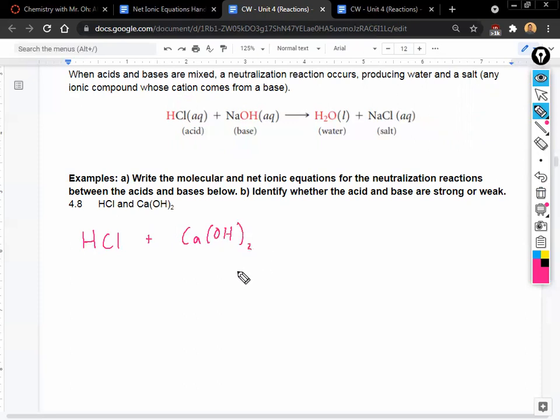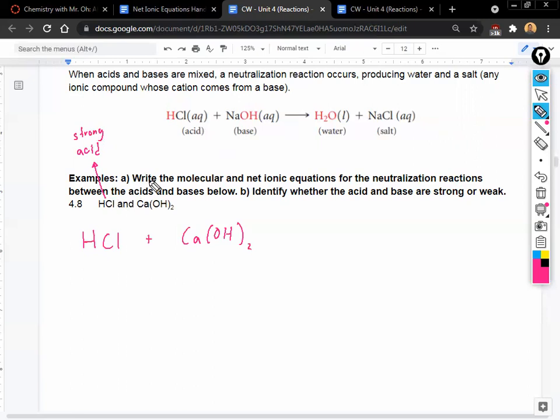Okay, let's do part B first. Let's figure out which one's the acid, which one's the base, and if they're strong or weak. Let's look at HCl. Is HCl going to be an acid or a base? Acid, yeah. Hopefully you should memorize this soon. This one is an acid. Is it a strong acid or a weak acid? Strong, yeah, it's on the list. So it's a strong acid.